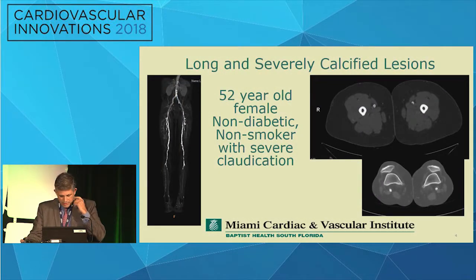This is an interesting patient, 52-year-old female, non-diabetic, non-smoker, comes in with severe claudication. It's just impressive to me the amount of calcific atherosclerotic disease that this patient had. Basically involved the entire SFA, the profundas, the popliteals, with occlusions, all the way, pretty much down.